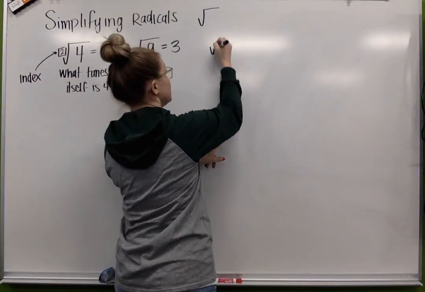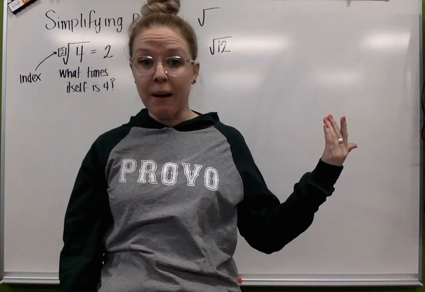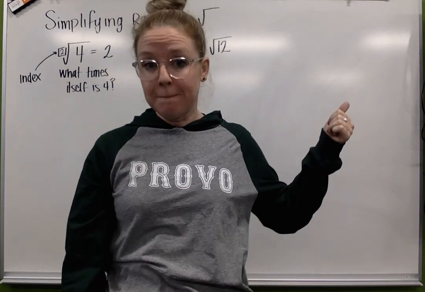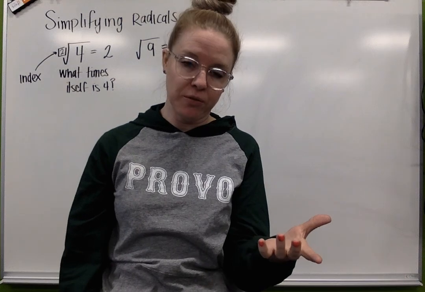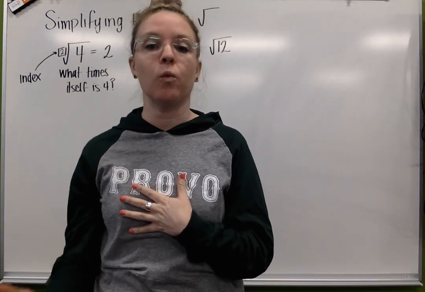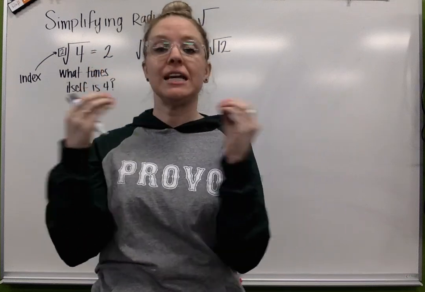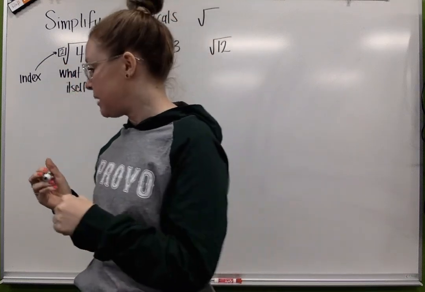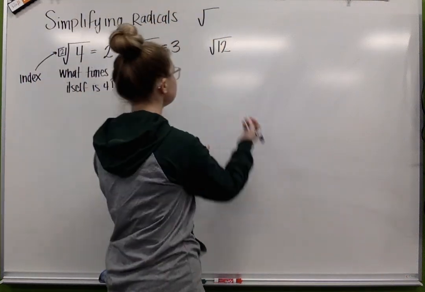Like if we were to take the square root of 12. Off the top of my head, I don't know what number times itself is 12. But there's a way that we can simplify this into simplified form. And that's what we're looking for. What we're doing is we're trying to pull out these perfect squares like we see here. So let me show you how we simplify the square root of 12.